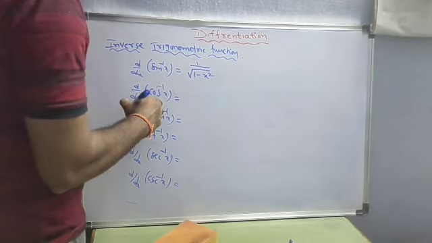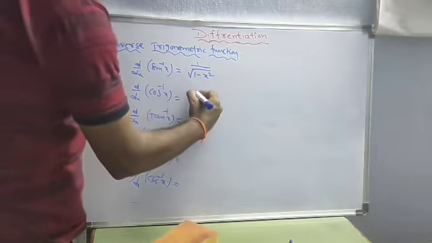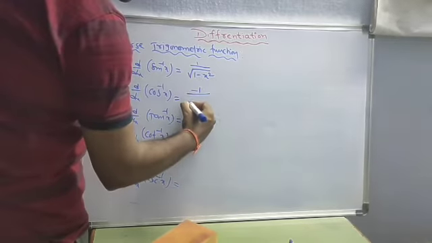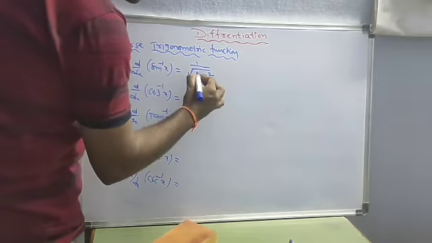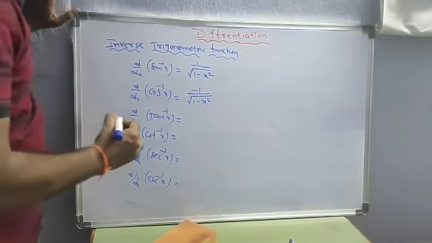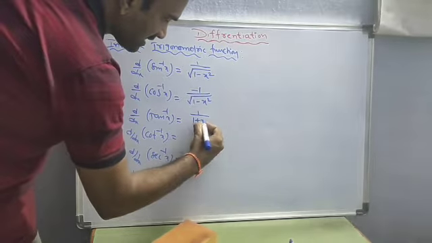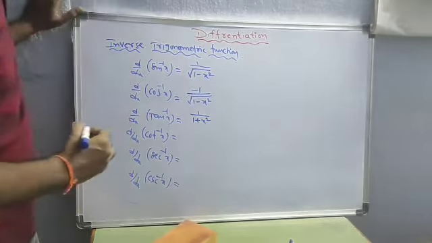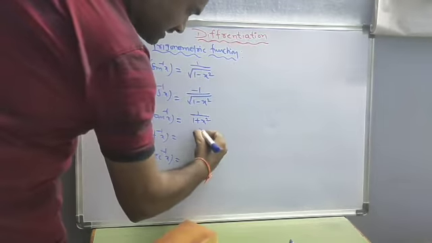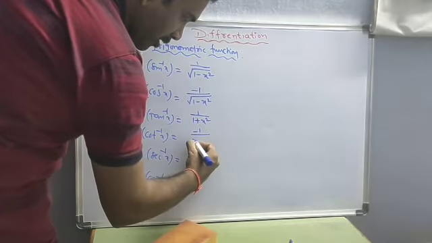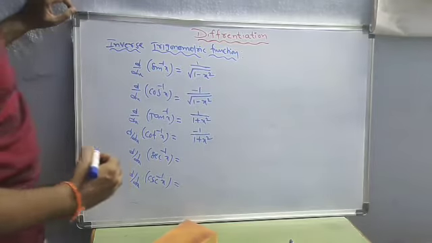The cos inverse x differentiation formula is also the same, but with a negative sign, the opposite sign of this one. That means minus 1 by square root of 1 minus x square. d by dx of tan inverse x is 1 by 1 plus x square. Cot inverse x has the same formula with the opposite sign, minus 1 by 1 plus x square.